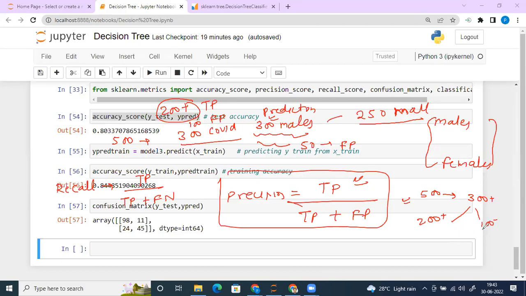But your model predicted what? Negative. Okay. So what is my true positive? My true positive is 200. Fine. That is 200. Okay. Again 200.